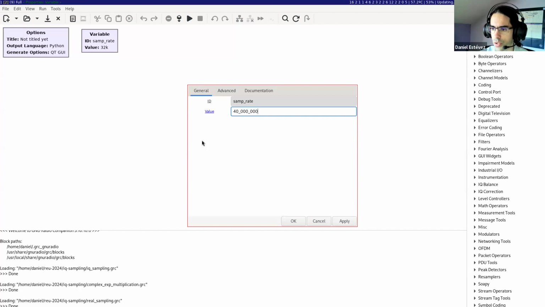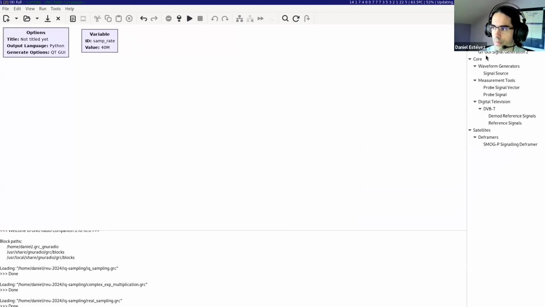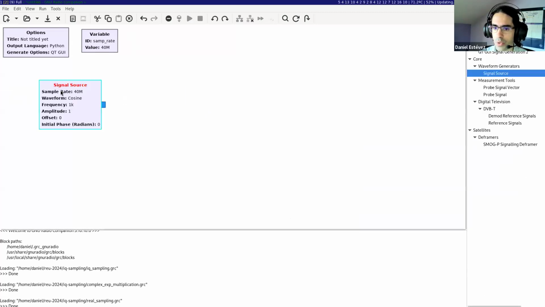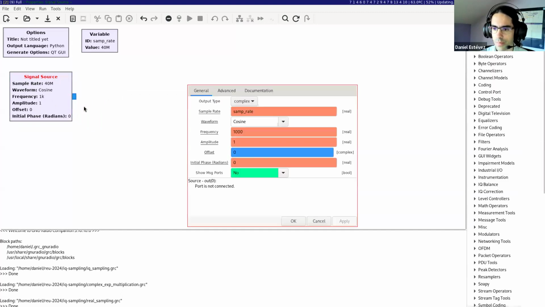I'm going to use 40 million samples per second, because that's more or less the maximum that my computer can keep up with in real time with the kind of processing I'm going to do. But since this is really an emulation, so to speak, of a radio receiver, any sample rate might be okay. Then I'm going to pretend we have some signal. So I'm going to use the signal source. And this is the signal that comes into the antenna.